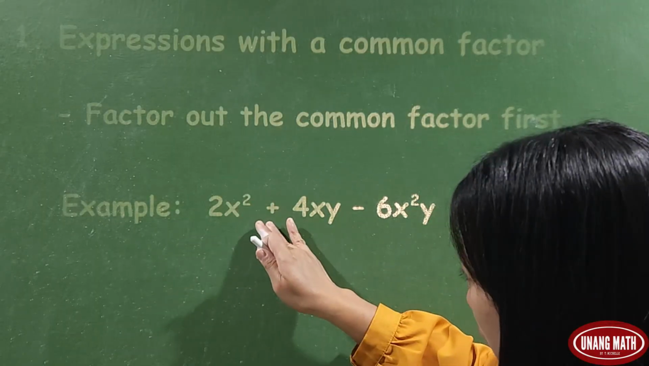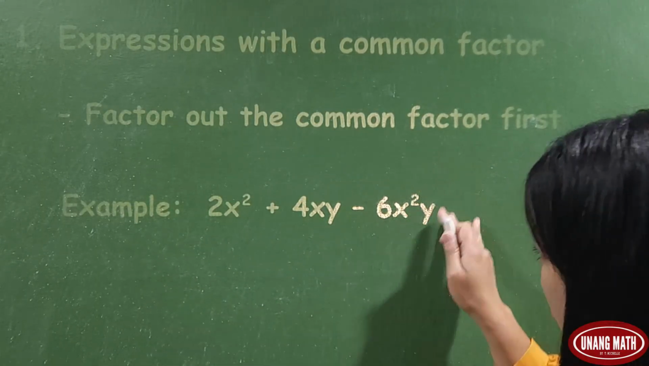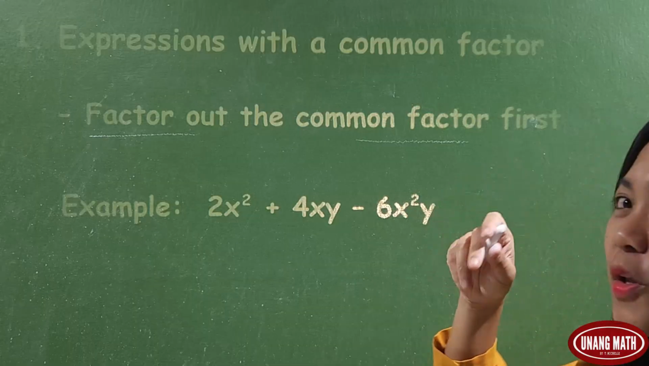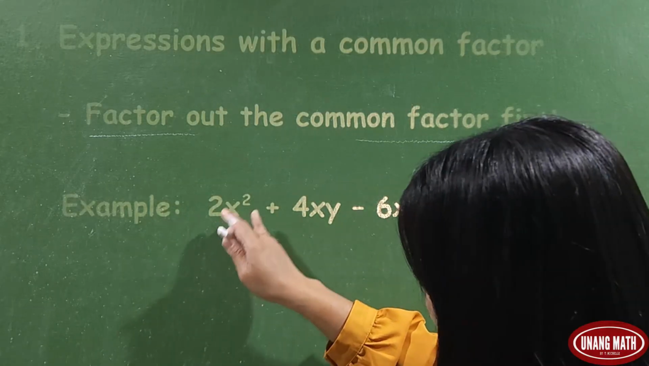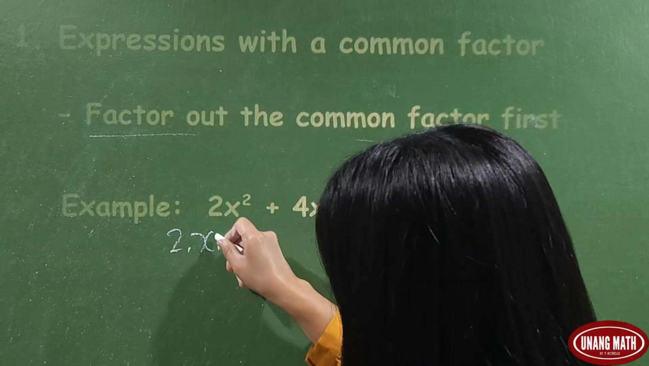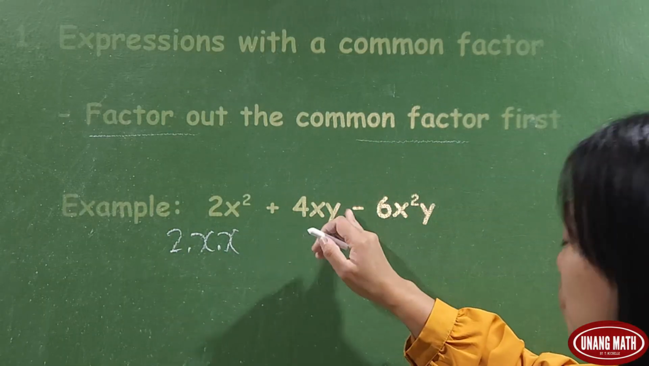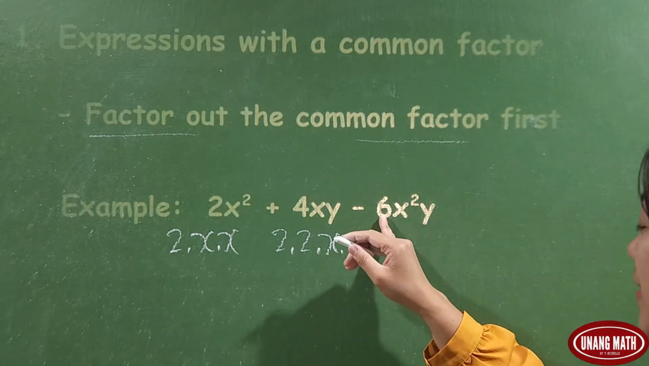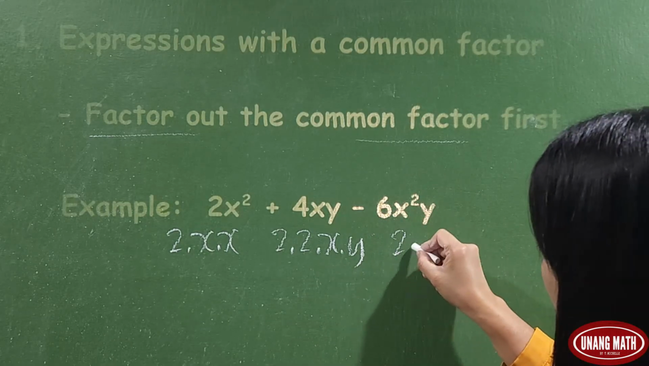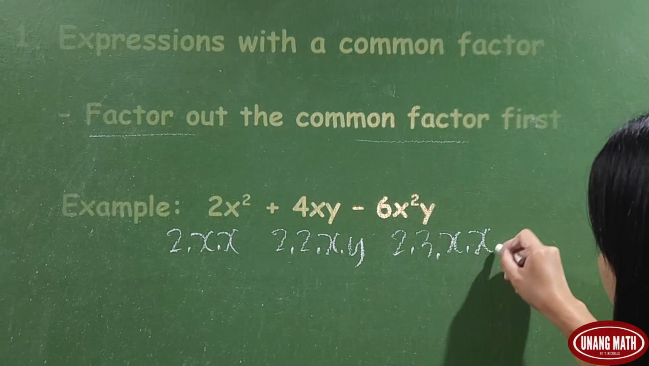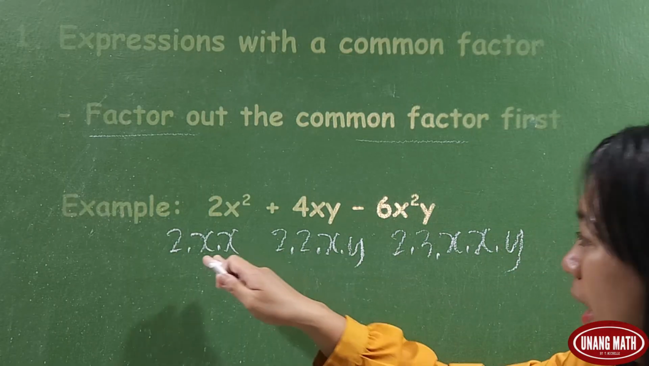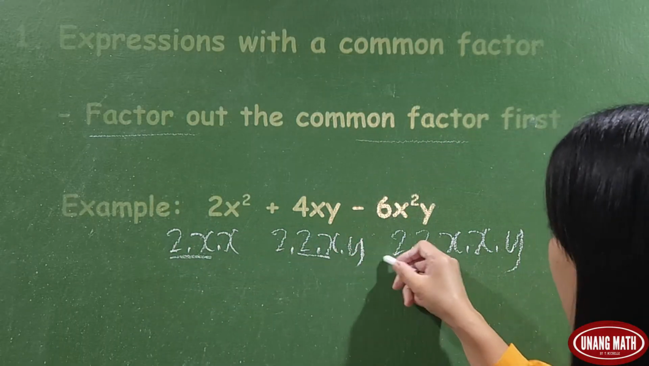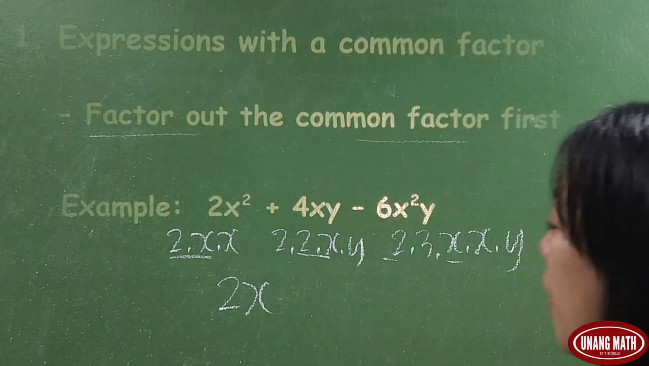Example, 2x squared plus 4xy minus 6x squared y. First thing we need to do is to factor out the common factor. In here, 2x squared is 2 times x times x. 4xy is 2 times 2 times x times y. 6x squared y is 2 times 3 times x times y. As you can see, the common factor here is 2x.